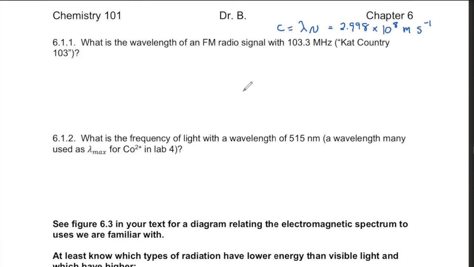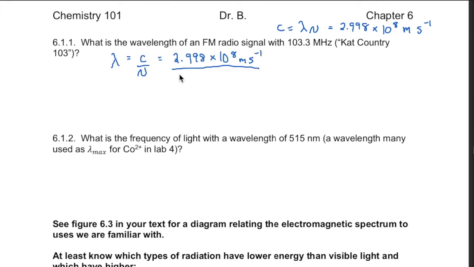So let's use this information to get the wavelength from a frequency and the frequency from a wavelength. Here we have our equation that the speed of light is the wavelength times the frequency, and we have the value for that. If we solve for the wavelength, which is lambda, we get the speed of light c over the frequency.